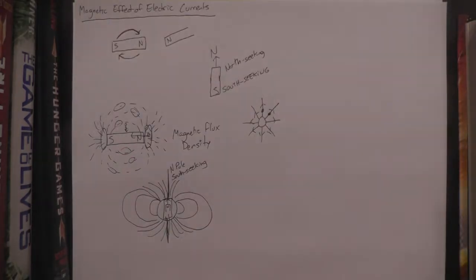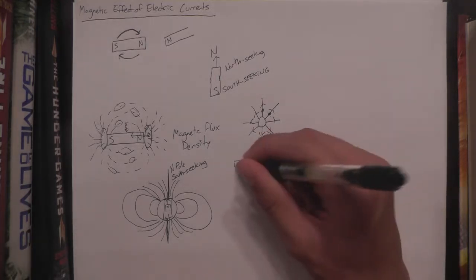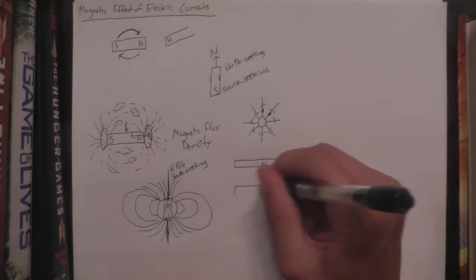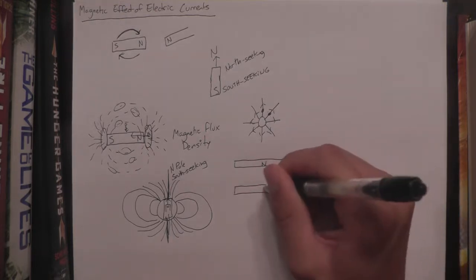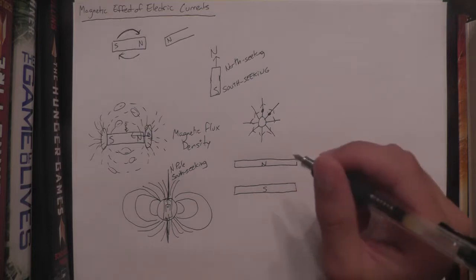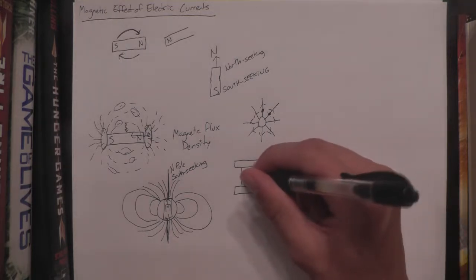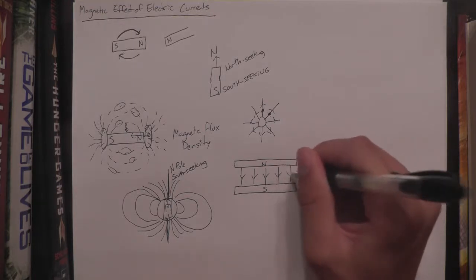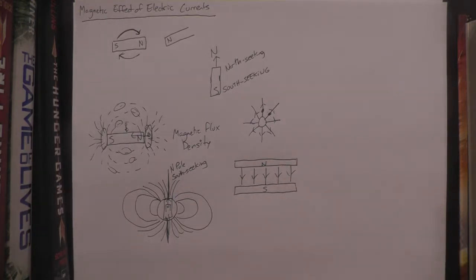So, given that, with magnets, we can create the same sort of thing. If we were to have two planes, one's north, one's south, we could create a uniform magnetic field right there, right?